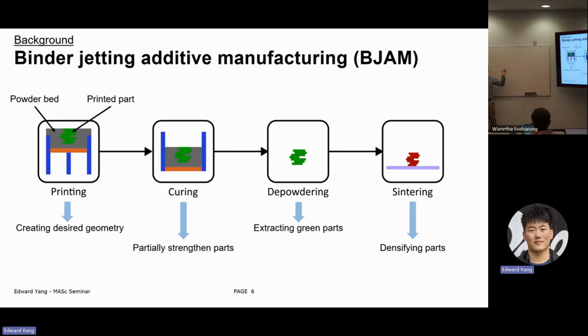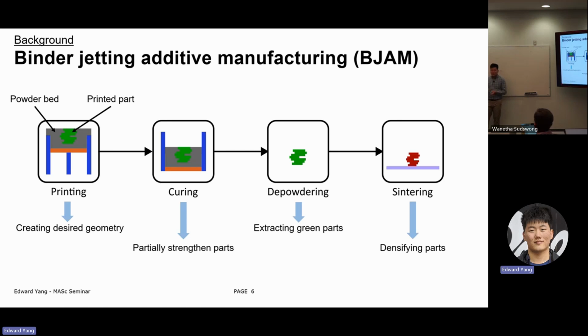printed in a powder bed. So in here, the green area represents the printed part within the gray powder bed, and that creates our desired geometry. After that, the entire powder bed is cured to partially strengthen the parts and create what is known as a green part. So a green part is a part that has been cured and has partial strength, but it's not quite at the full strength.